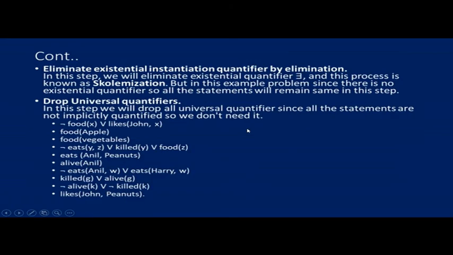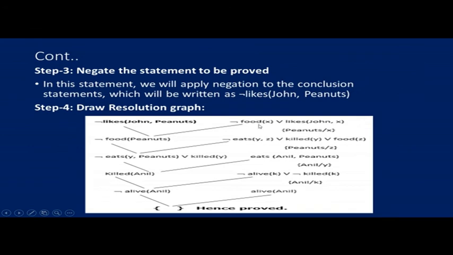Taking the first one, which proves the contradiction. Here this proves the contradiction. So that is not likes John comma x. So taking that as, look here, John food of x. So taking these two as common, cancelling these two. So cancelling this contradiction here, not, and here there is no proof by contradiction. So taking this in consideration and cancelling these two. So by taking unification, replacing peanut by x, so replacing x in terms of peanut.